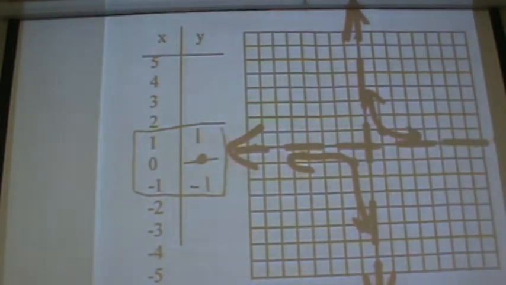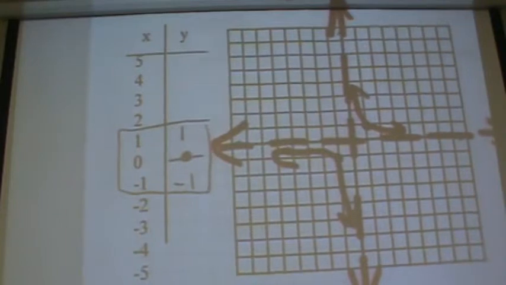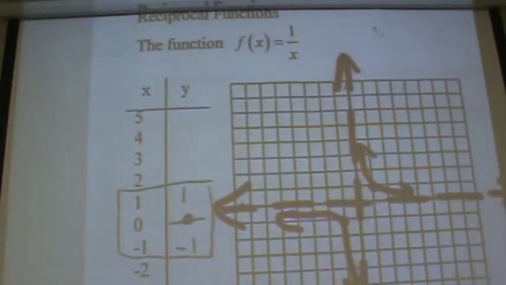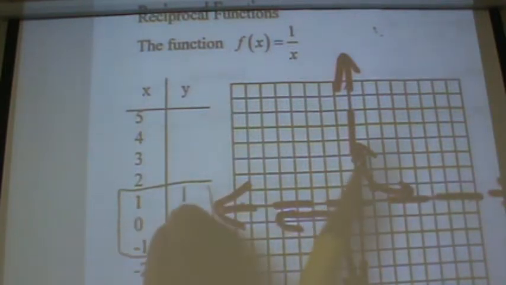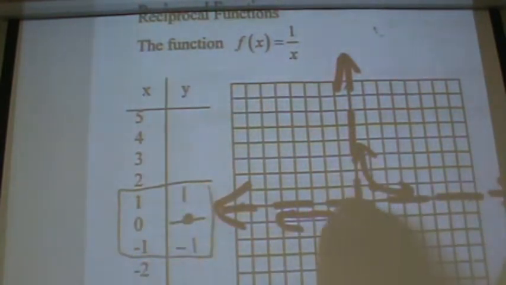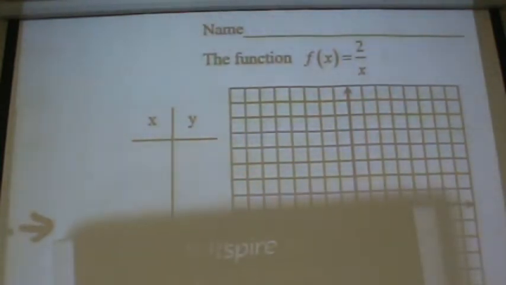Okay, we're going to do a few of these until you see the pattern. As soon as you see the pattern, we're going to run with them. Okay, everyone look at the equation, and look at your points. Over 1, up 1. So right 1, up 1, left 1, down 1. Okay, let's try the next one. I want you to graph that one.